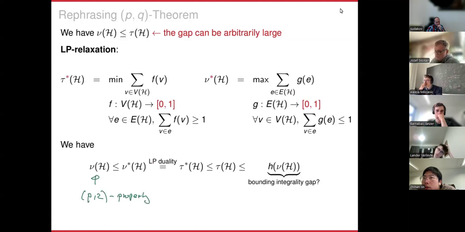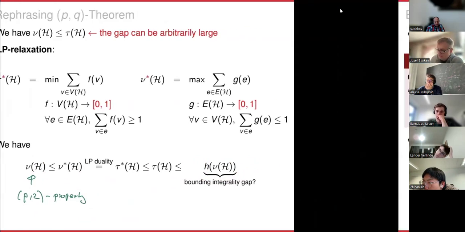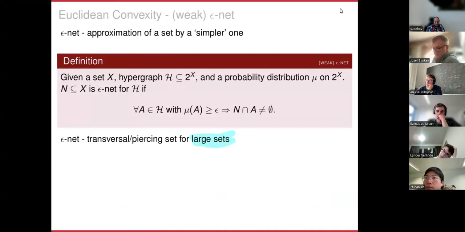So I would like to know whether I can make tau of H bounded by some function of nu if I assume maybe some additional condition on H, something like the P2 property, right? All right, that's the idea of what I would like to do. The question is whether I can do it. We postpone it for a bit, as I need to mention two more concepts.